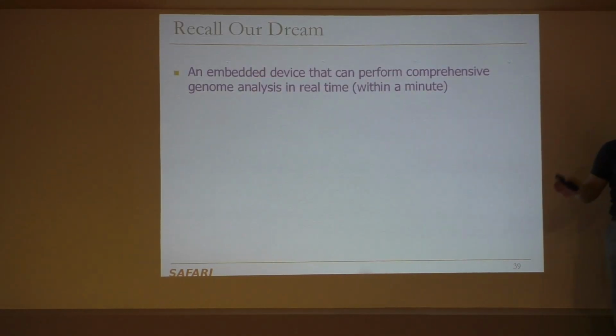Okay, so let's pull back a little bit. So I've given you all of this information, but where are we today? This was our goal in 2007. We wanted an embedded device that can perform genome analysis within a minute. We're not there yet. Basically, there's a long way to go, I think. 300x is not enough. We really want 3 million x, maybe, to be able to get to those places.